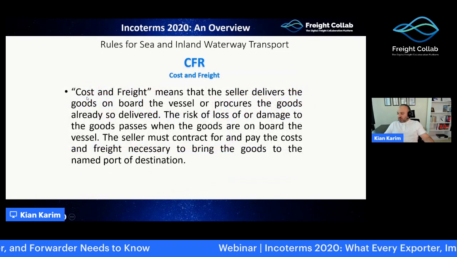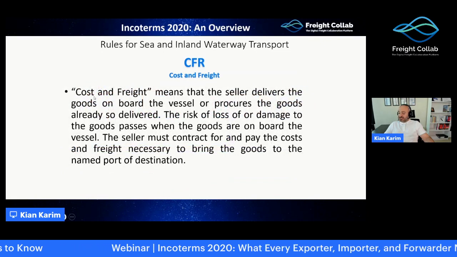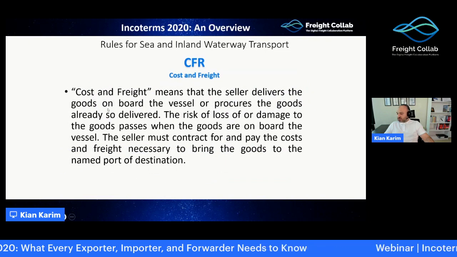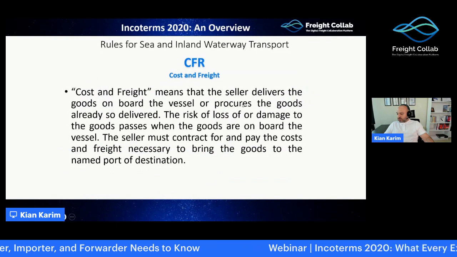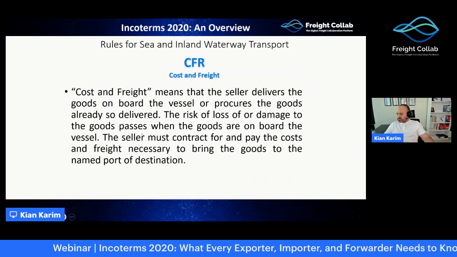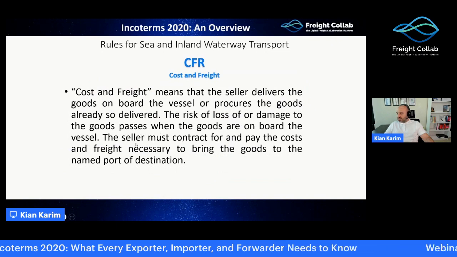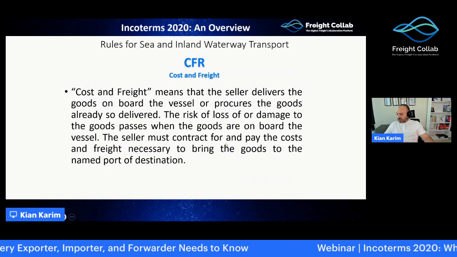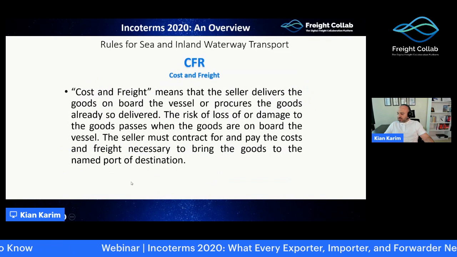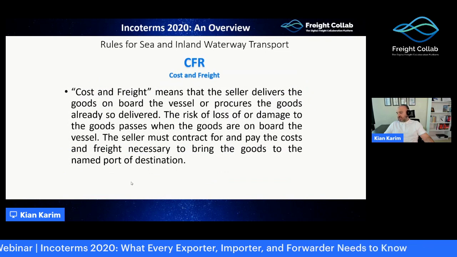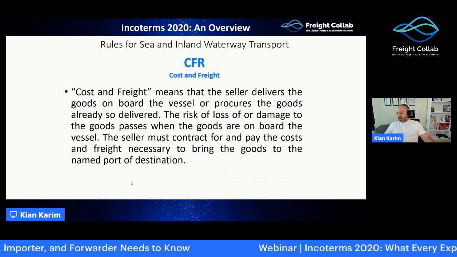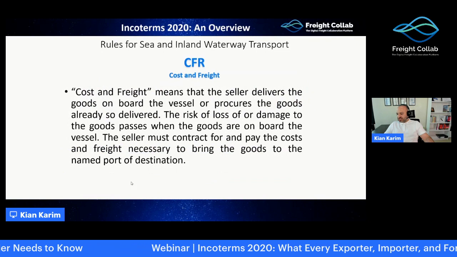Let's read the Incoterms definition of CFR. Cost and freight means that the seller delivers the goods on board the vessel or procures the goods already so delivered. The risk of loss of or damage to the goods passes when the goods are on board the vessel. The seller must contract for and pay the costs and freight necessary to bring the goods to the named port of destination. If you think that you already learned CFR, let's see, can you answer this question correctly?